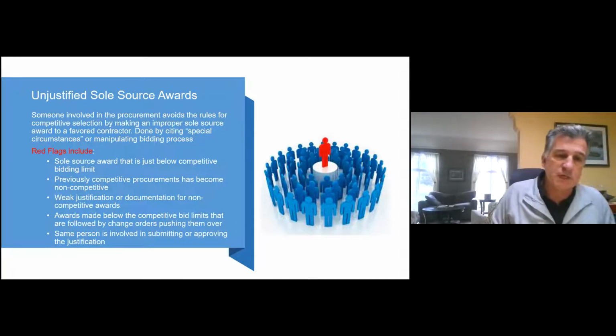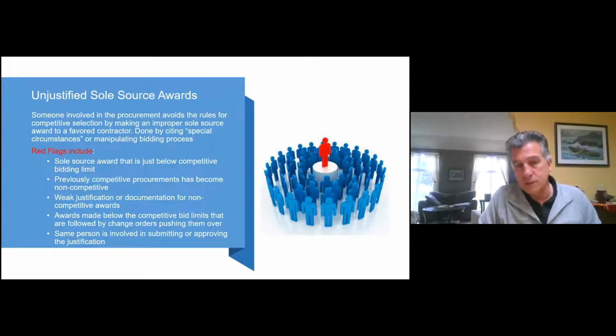And just as a sidebar on this, while UCSF has a control in place to prevent the same person from submitting and approving justifications, where I think this is germane is if you have sole source awards that occur in consecutive years or over multiple years, where the same person either can submit or can approve that sole source award.